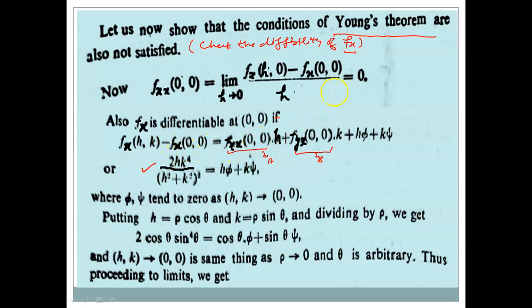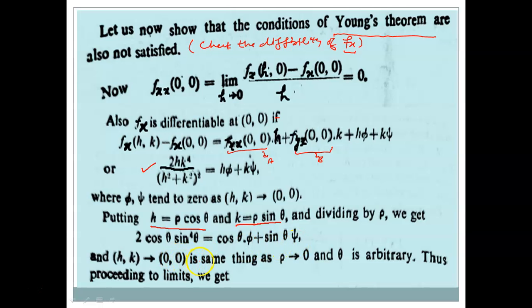Okay, fxs is 0, and also we have calculated fyx is 0. So we are left with h phi plus k psi, where phi and psi tend to 0 as (h,k) tends to (0,0). Now if we put h equal to rho cos theta and k equal to rho sin theta in this equation, consequently we get this value: 2 cos theta sin 4 theta cos theta phi sin theta psi.